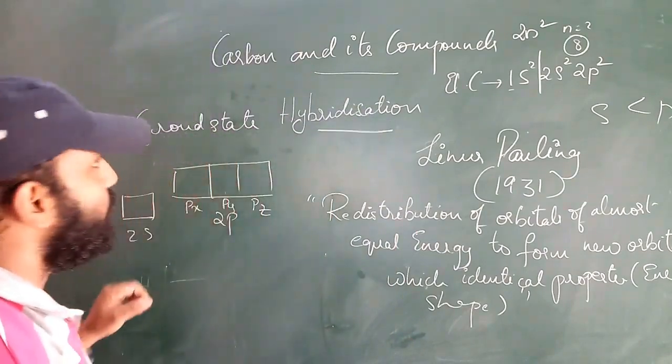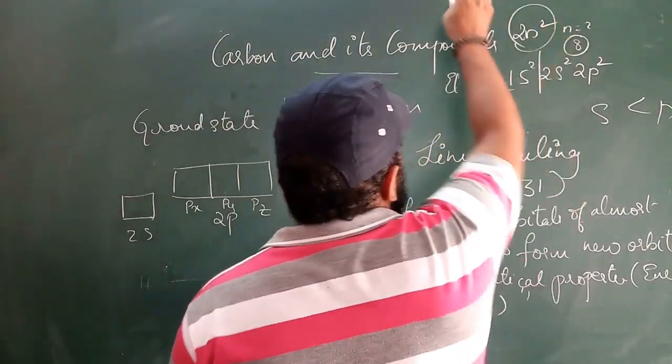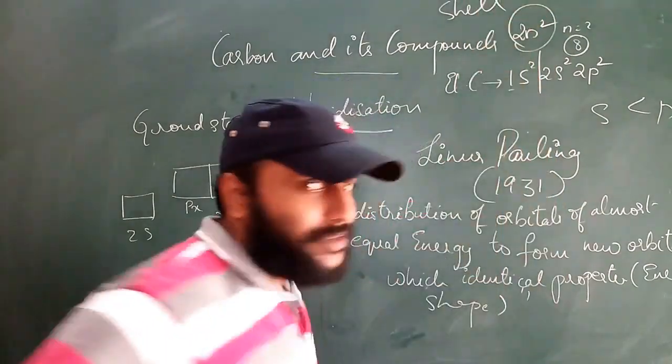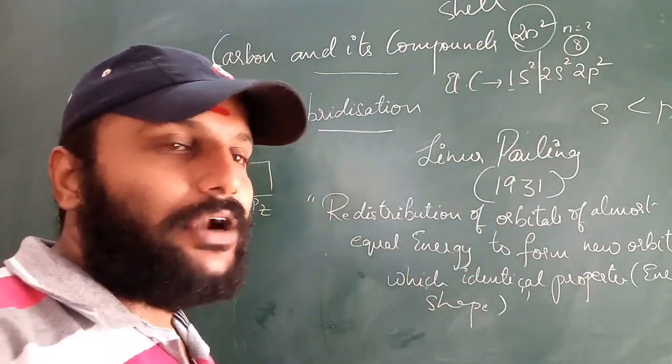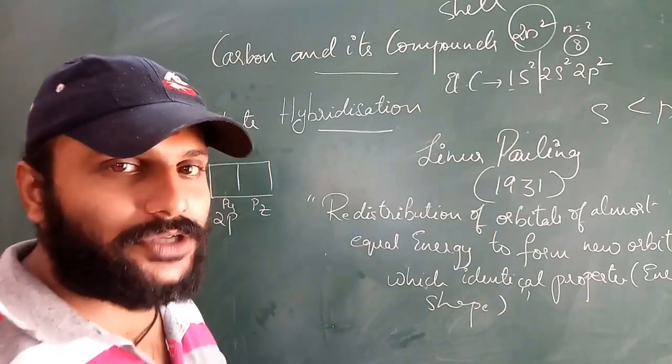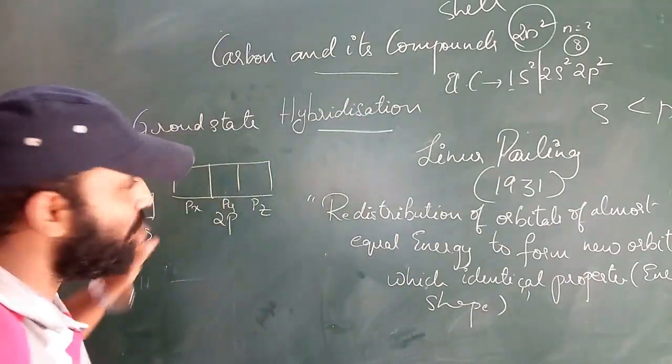Now, what is 2n square? It is for a shell. The maximum number of electrons that can be filled in a shell is 2n square. The maximum number of electrons that can be filled in any orbital is only 2. Now this is our ground state.